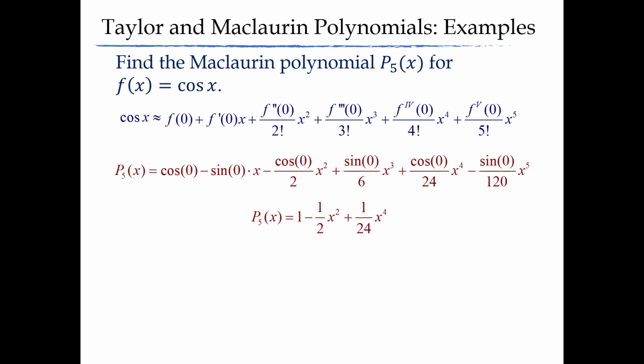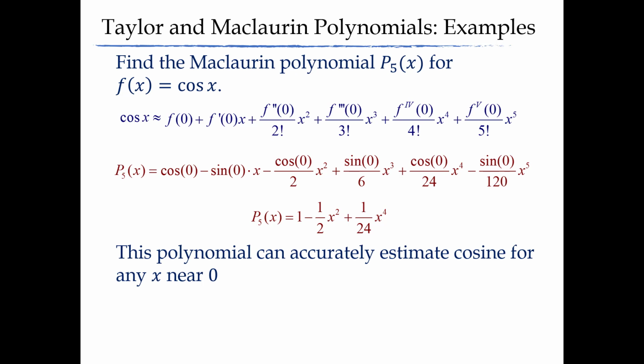If we evaluate all of these, you should know that sine of 0 is going to give us 0, and we're just left with 1 minus 1/2 x squared plus 1/24 x to the fourth. Now, if you think about what we just did, I came up with a polynomial that will allow me to approximate cosine close to 0, and it's going to do it very accurately. This polynomial can accurately estimate cosine for any x near 0.